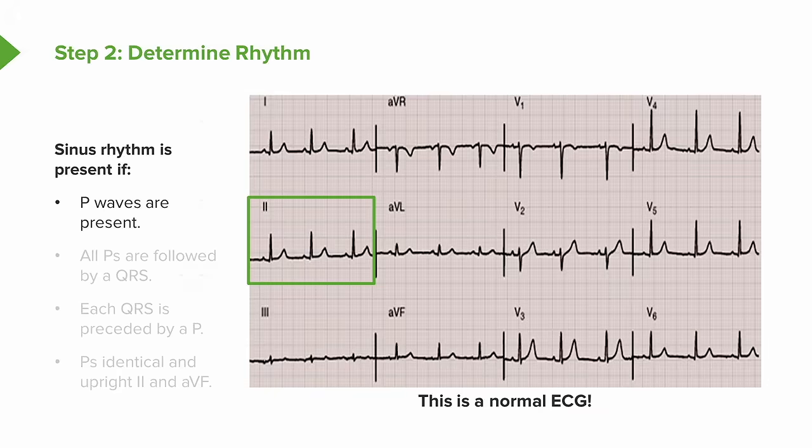As I said, you'll notice that there's sinus rhythm. In the green box, you'll see that each QRS is preceded by a P wave. The atrium depolarizes before the ventricle. All the P waves are followed by a QRS. There's no blockage of the beat as it goes down through the heart. Each QRS is preceded by a P, and the P's are all identical. They're upright in leads 2 and AVF, and they're nice and narrow.